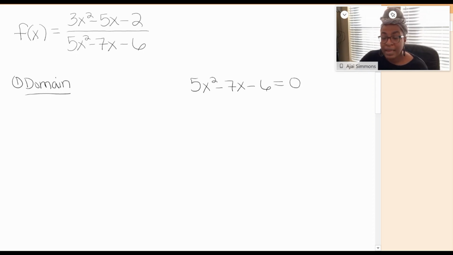Okay. Now, in order to solve for x, you're going to have to factor here. You have to dig out your factoring techniques. So this is going to require the AC method. So I'm going to go through the AC method real quick, where you take the first number times the last number. That's going to give you negative 30. And we're trying to find a number that when you multiply, you get negative 30, but when you add, you get negative 7.